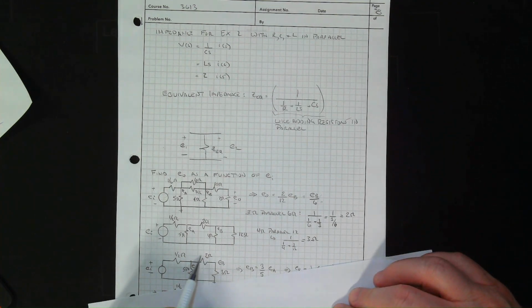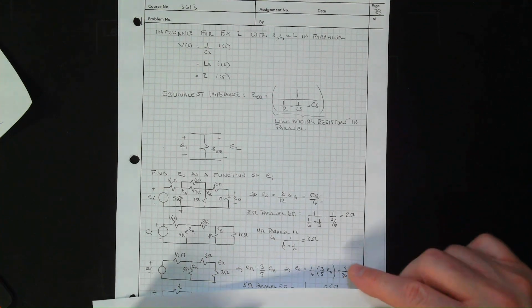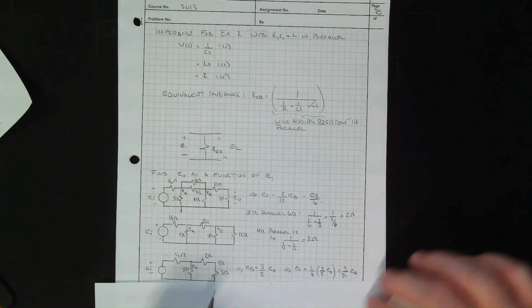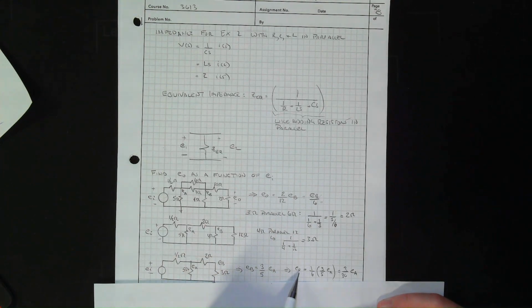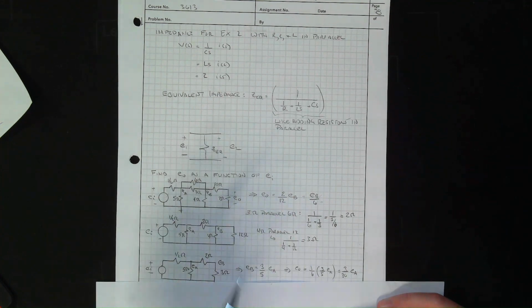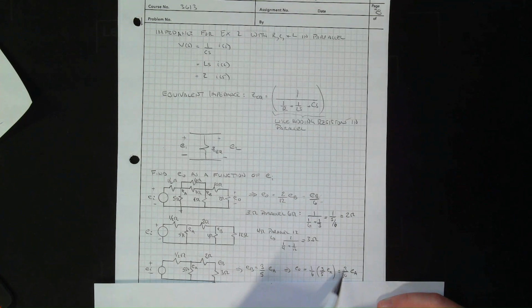So 5 ohms. EA divided by 5 ohms will be the current through here, times these 3 ohms will be the voltage across, EB. So I will note, here's EO, and EO is EB divided by 6. So if this is EB, 1/6 times 3/5 EA, 3 over 30 EA. So now I have EO relative to EA.